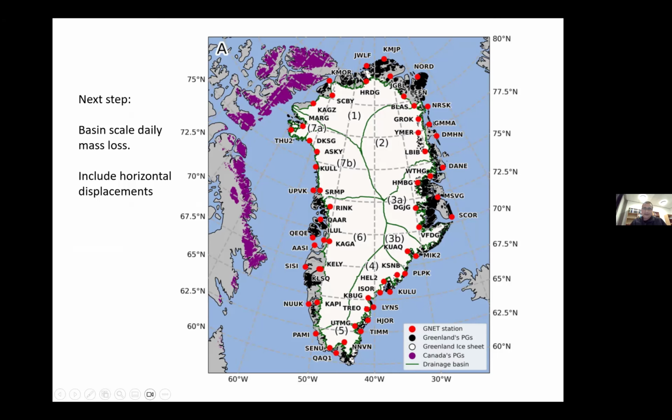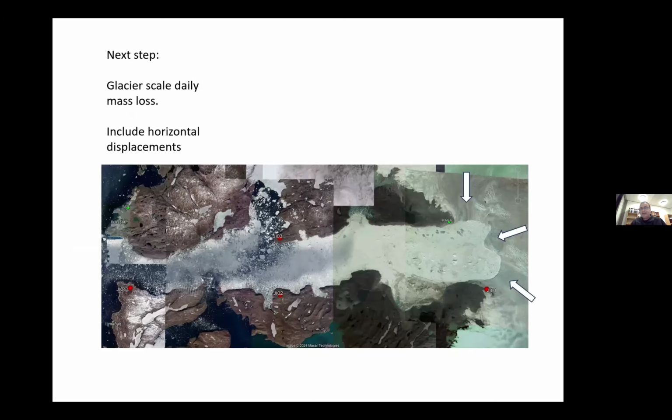So in the first paper here, Valentina simply used vertical motions only. And the idea in the next step is to include horizontal displacements also. So the idea is to estimate a daily solution for each basin's mass change. And we are also trying to estimate mass change from a single glacier. And this is something we are testing at the moment.